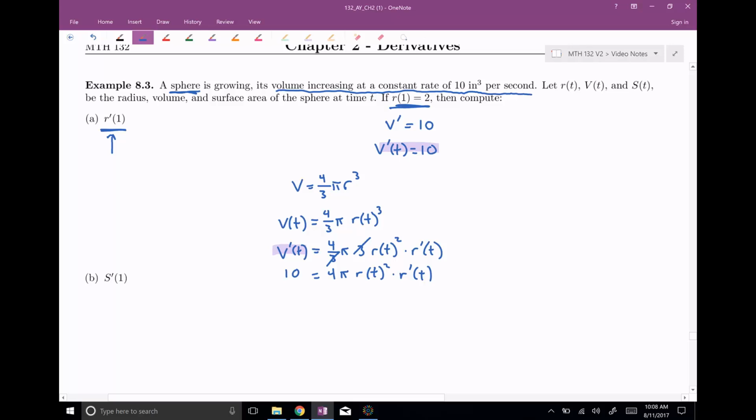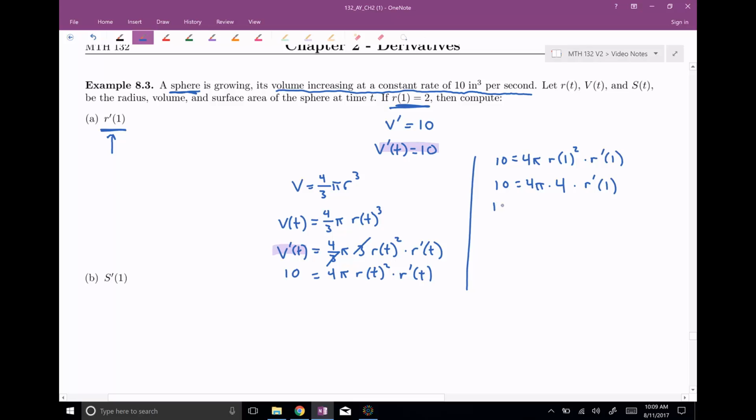The last bit here is that I want to solve for r prime of 1. So everywhere that I see a t here, these are general formulas with t's in them, I want to plug in 1 instead of t. I'm going to start rearranging a little bit. So this is going to be r of 1 squared times r prime of 1. Again, my goal is to solve for r prime of 1. We have r of 1 is equal to 2, so the radius at time 1 is equal to 2. So 10 is equal to 4 pi, and then 2 squared is 4, times r prime of 1.